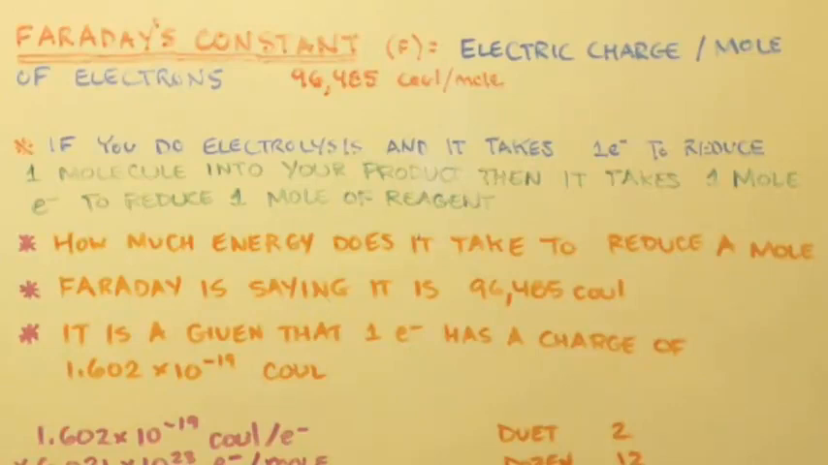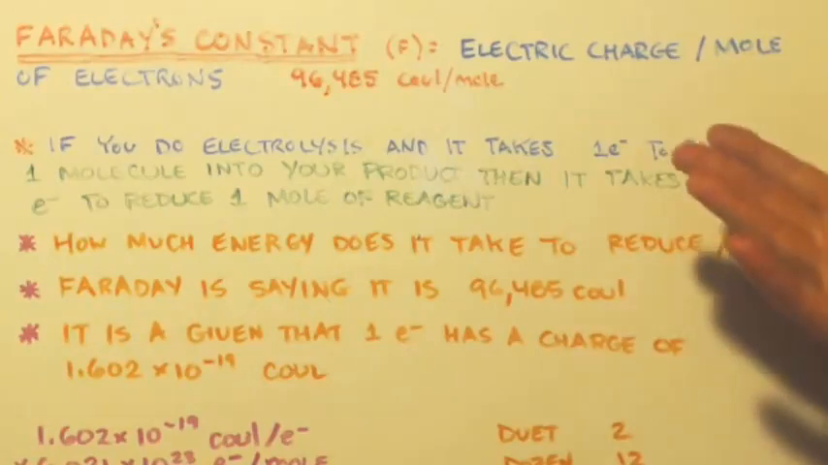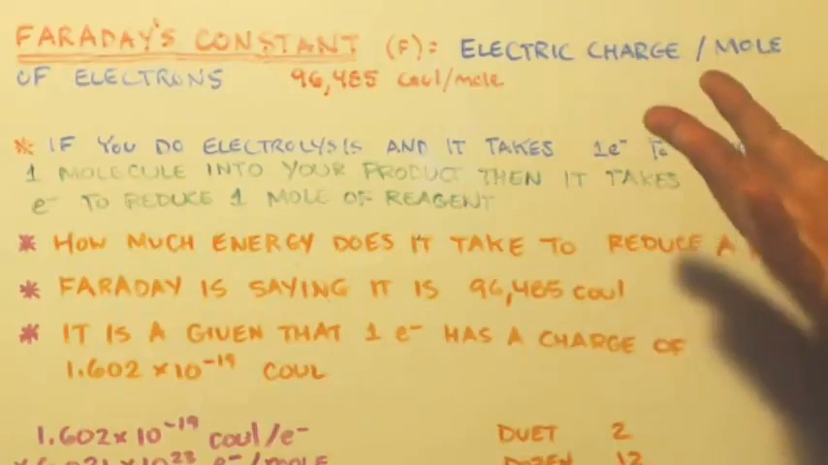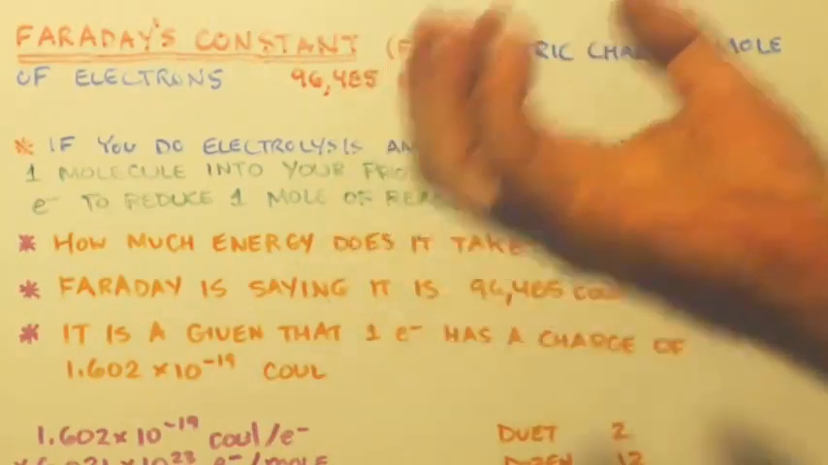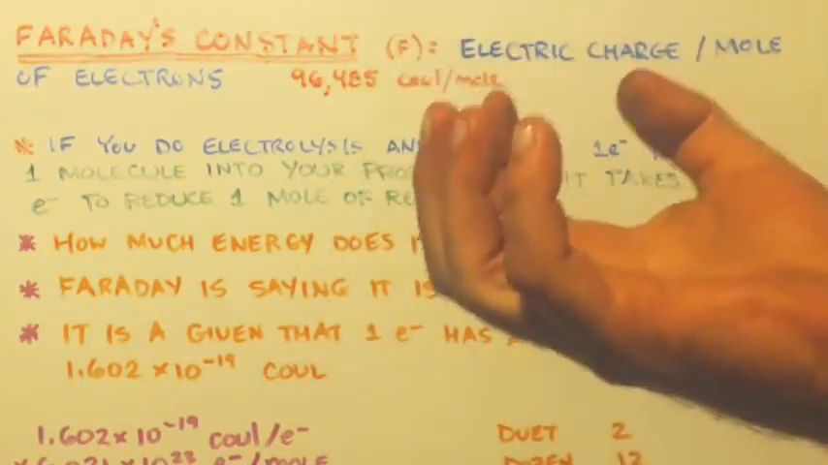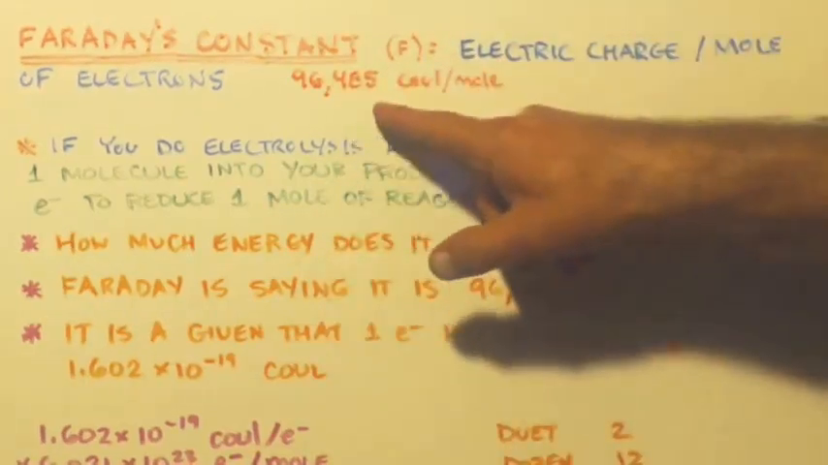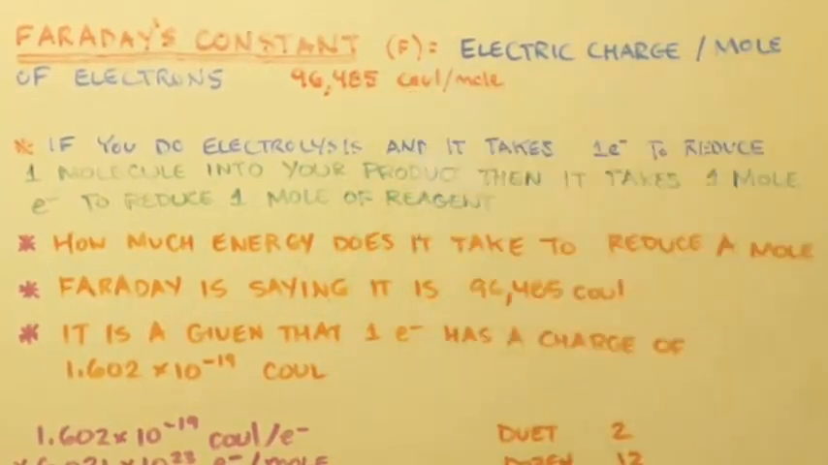Well, what does that mean? That just means, if I had a mole of electrons here in my hand, how much charge would I have? This is how much charge you'd have. That many coulombs. And we'll go into coulombs and what they are later on here.